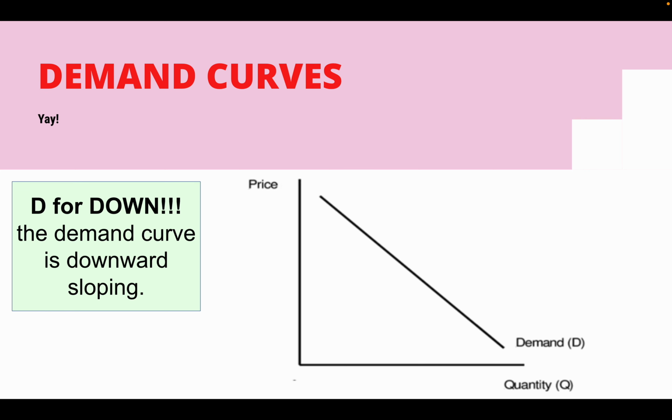So this is the demand curve. D for down. Remember, it's a downward sloping curve. At this point, the price is this much. If you know basic graphs in mathematics, this should be pretty easy to understand. The more you go up the y-axis, the higher the value. So when the value of P is high here, Q goes down here. Less quantity demanded at a high price, but more quantity demanded when price is low. That is basically what the law of demand states.